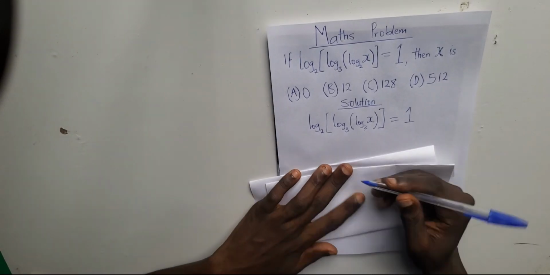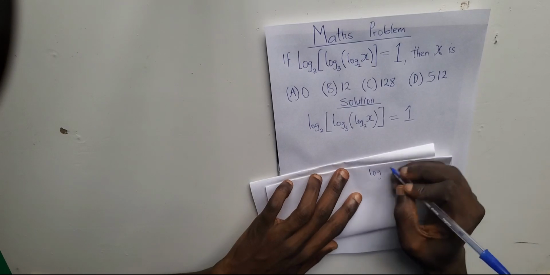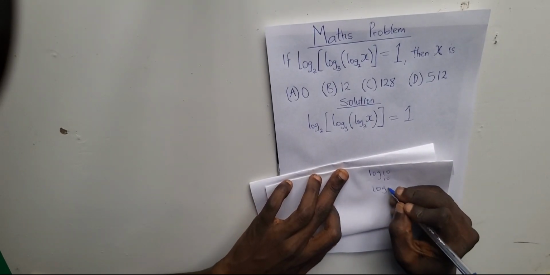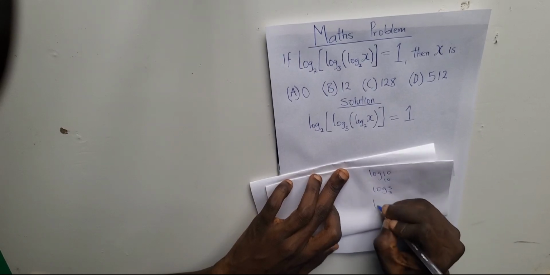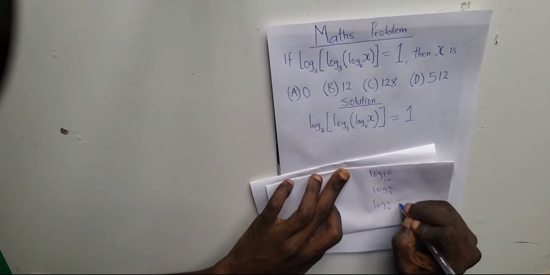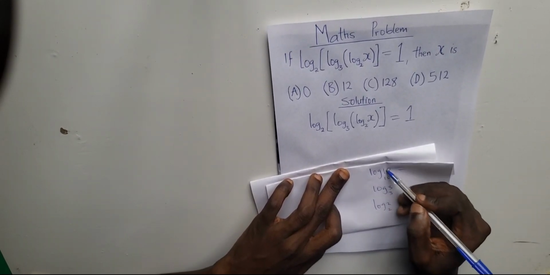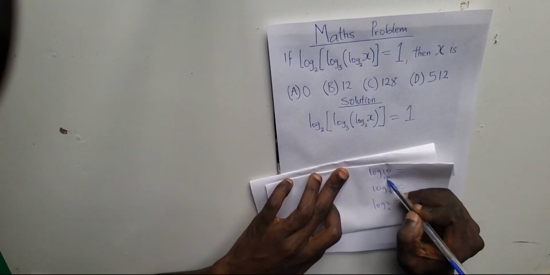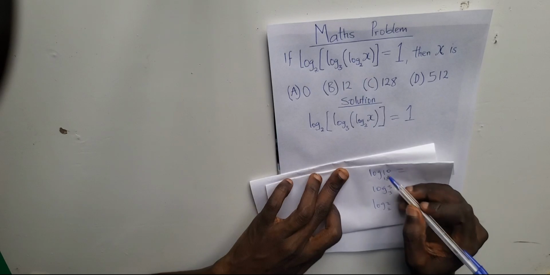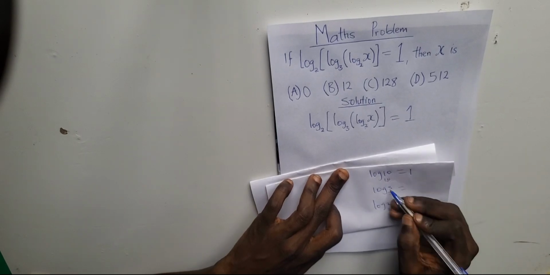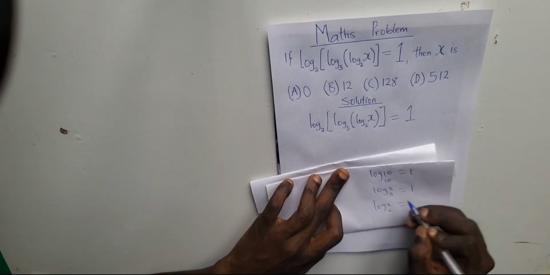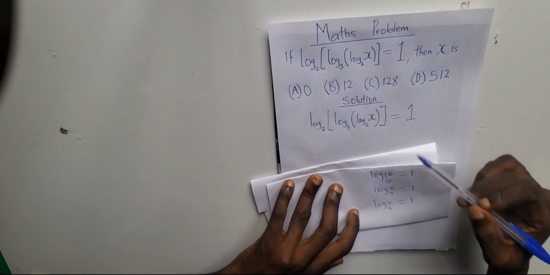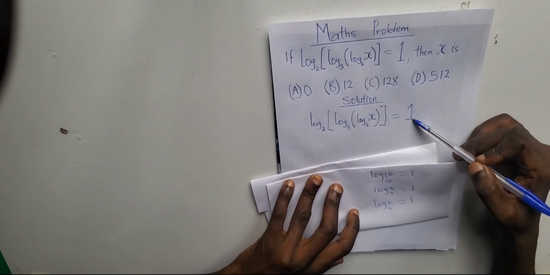Whenever you have log, let's assume you have log 10 base 10, log 3 base 3, log 2 base 2. As far as the log and the base are the same, this is the log, while this is the base. Log 10 base 10, as far as the log and the base are the same, it will give me 1. Log 3 base 3, it will give me what? 1. The log and the base are the same. Log 2 base 2 will give me what? 1.